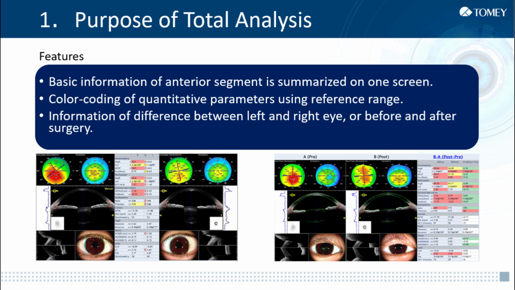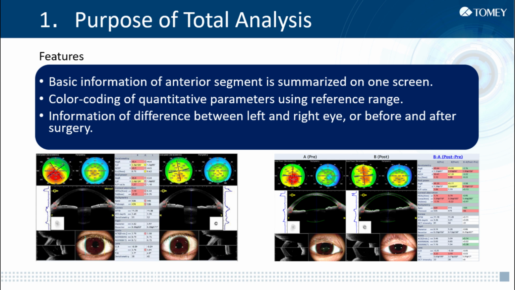Secondly, the parameters or indices enable quantitative evaluation, and it is easy to find abnormalities by color coding. Lastly, we can compare the information of the left and right eye, or before and after surgery, on one screen. And when the difference between the left and right eye is large, an icon appears, and that makes it easy to detect early stage disease.